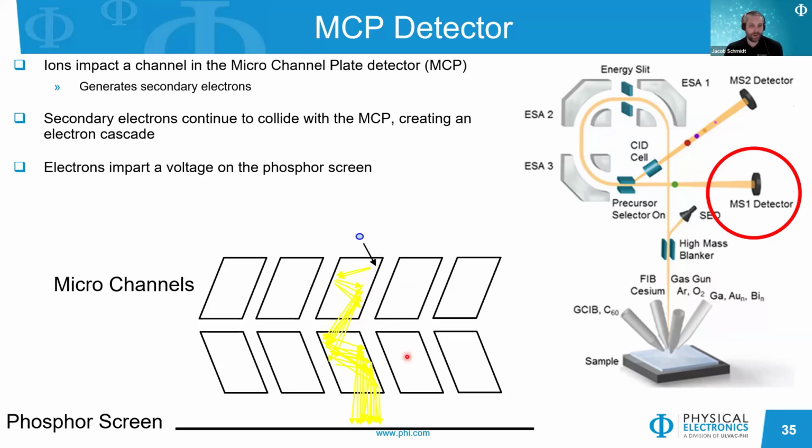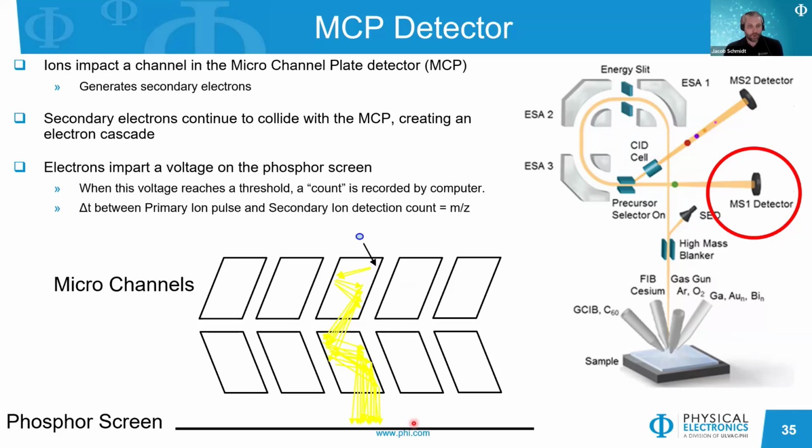These electrons, as they impact the phosphor screen, will impart a voltage on that phosphor screen. When this voltage reaches a certain potential, it will generate a count in the computer. We also can calculate the mass of this secondary ion based on the time it takes from the primary ion pulse to travel through the spectrometer to impact the detector. So we now have the abundance or the count based on how many ions hit the microchannel plate and the mass of that ion, so we can generate our mass spectrum. And thus our journey through the spectrometer is completed.